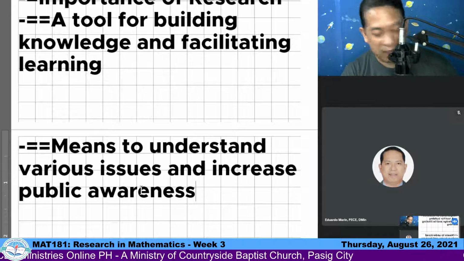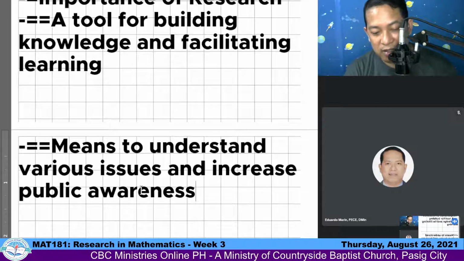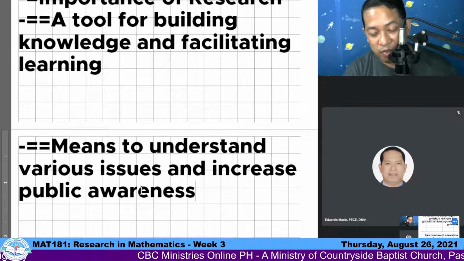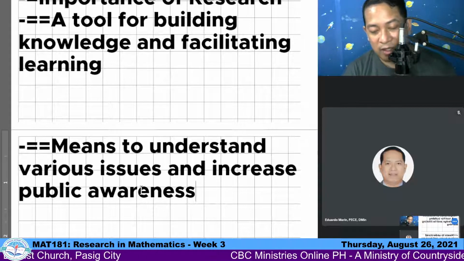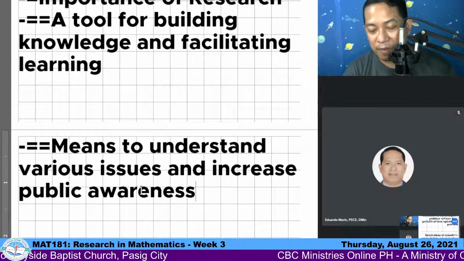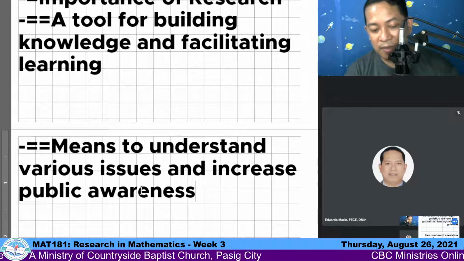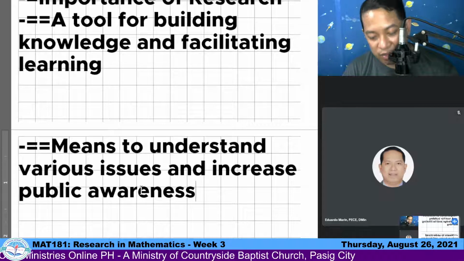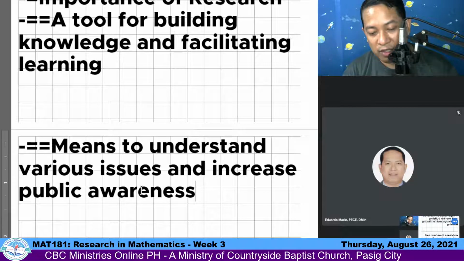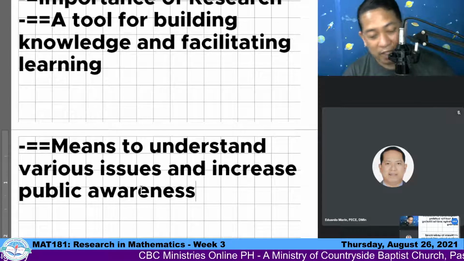Hindi galing sa haka-haka, political opinion, or subjective sources. Because research is an objective inquiry. It's an objective process where we are seeking solutions to our problem, seeking answers to our questions. And of course, on a larger scale, its application is to increase public awareness.